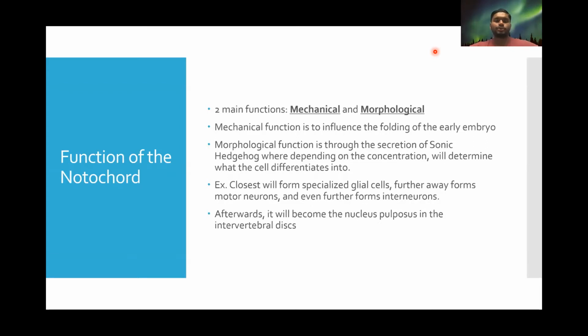But for the notochord, there are 2 main functions: 1, mechanical, and 2, morphological. So the mechanical function is to influence the folding of the early embryo. This is called neurulation, and as I said, we'll talk about this later. The other is the morphological function of the notochord, which is through the secretion of Sonic Hedgehog.